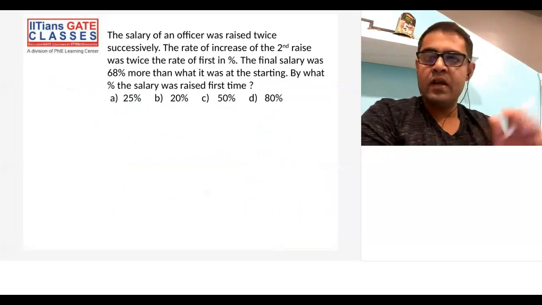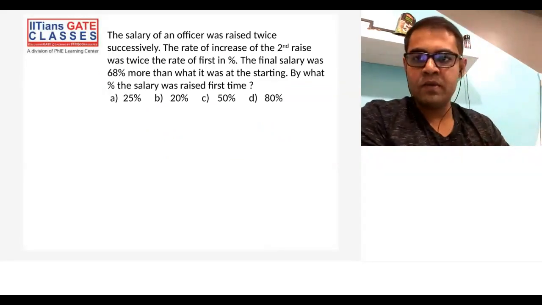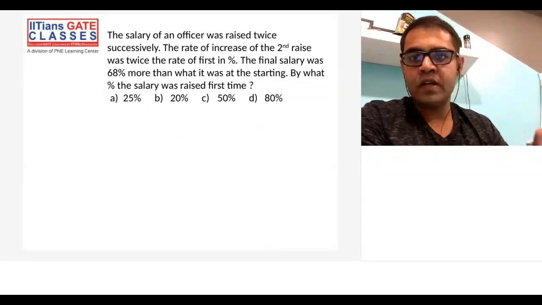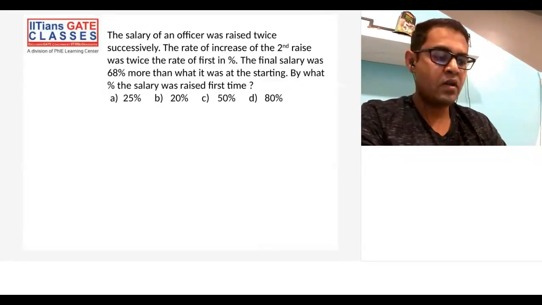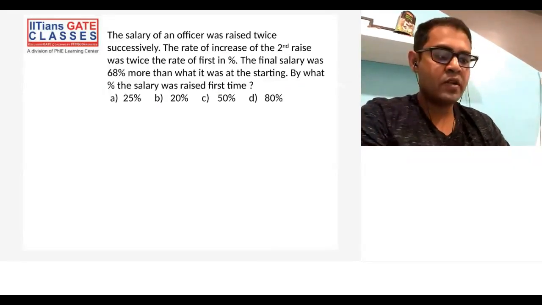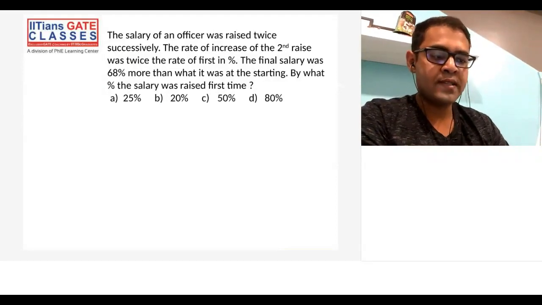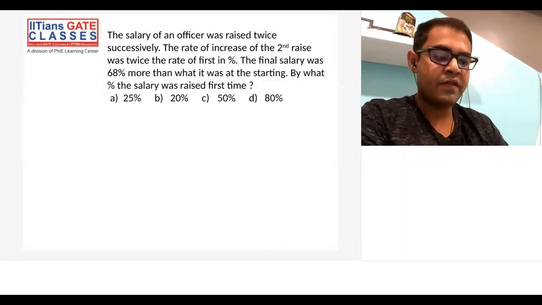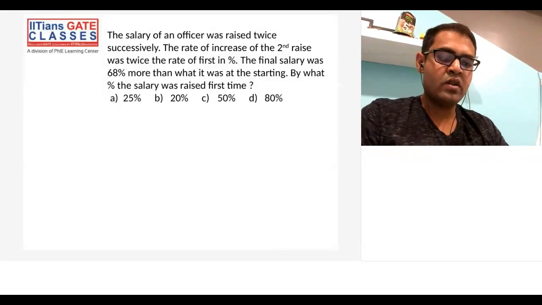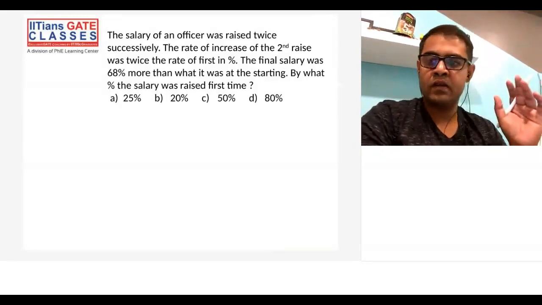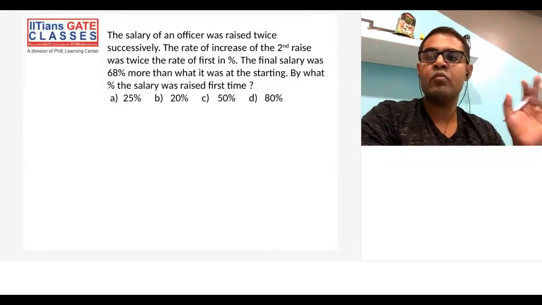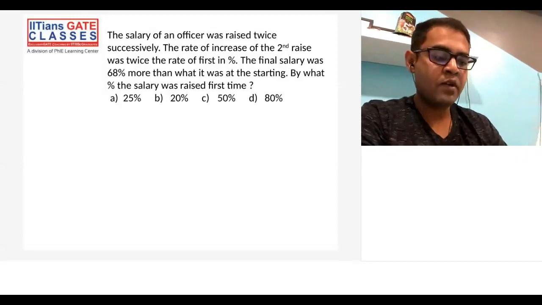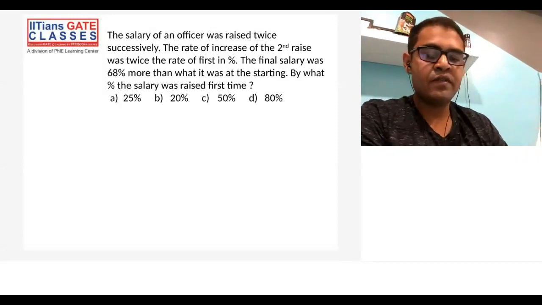All right. Now we try to attempt this problem. Okay. This is a 2-mark GATE question, a very good one. Okay. The salary of an officer was raised twice successively. The rate of increase of second raise was twice the rate of increase in first in percentage. Okay. The final salary was 68% more than what it was in the beginning. Okay. Before both the hikes. By what percent the salary was raised first time?